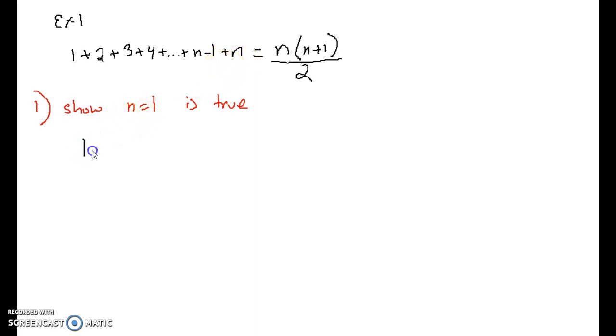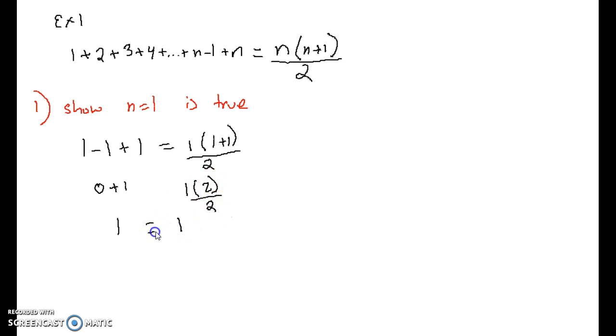So I'm going to say 1 minus 1 plus 1 is equal to 1 times 1 plus 1 all over 2. So 1 minus 1 is 0, and 0 plus 1 is 1. Over here I got 1 times 2 over 2, which is 2 over 2, which gives me 1. Is this a true statement? Does 1 equal 1? Yes, it does. I like to put a little check mark at the bottom.